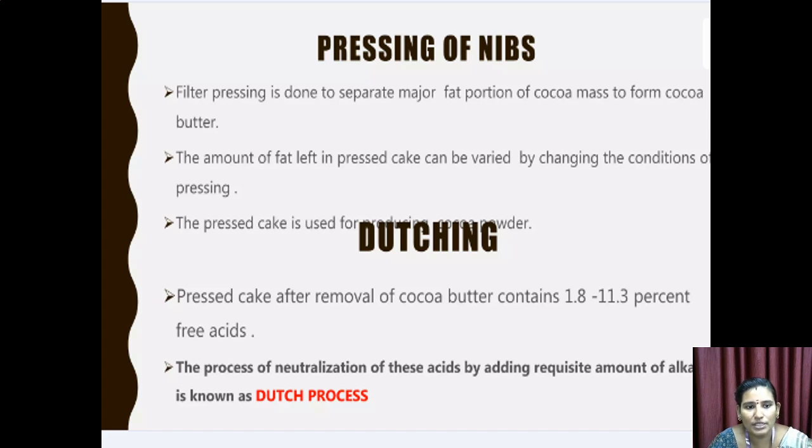Then dutching process. In this dutching process, the pressed cake after removal of cocoa butter contains 1.8 to 11.3% free acids. Then the process of neutralization of these acids by adding the requisite amount of alkali is known as the Dutch process.